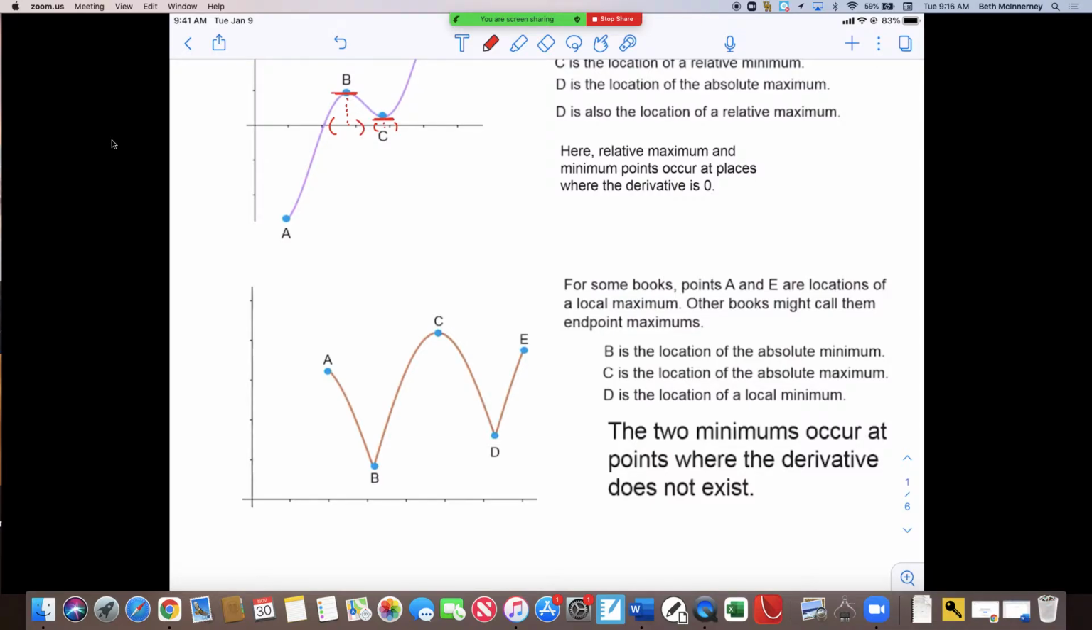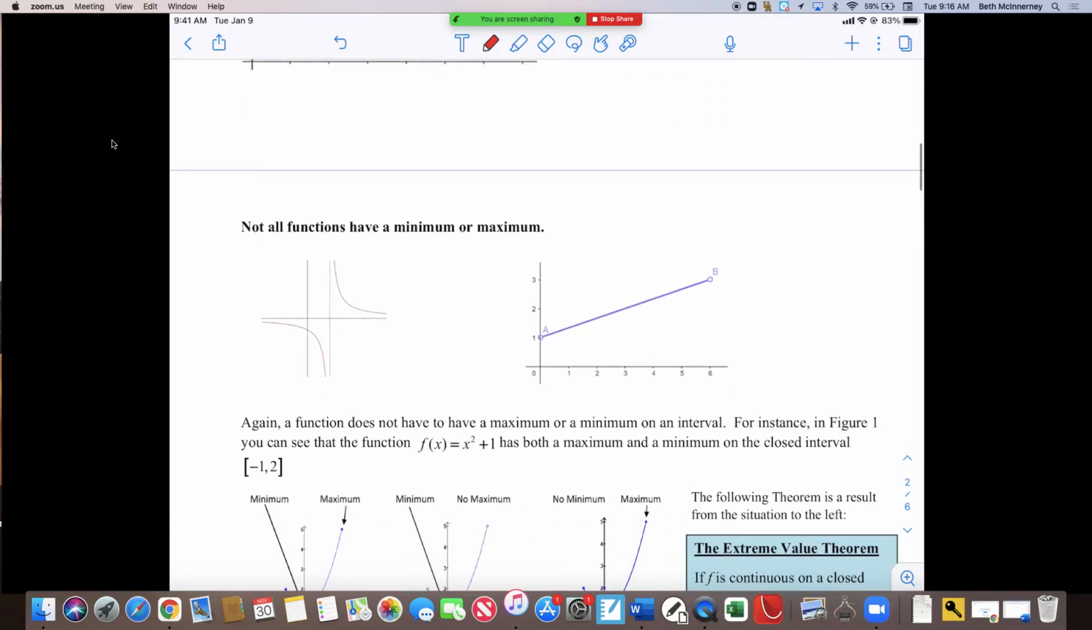But B is the location of an absolute minimum. C is the location of the absolute maximum, and D is the location of a local minimum. Do you notice that at B and D, the derivative does not exist? So relative maxes and mins can be where the derivative is zero or does not exist. So again, I'm planting seeds.